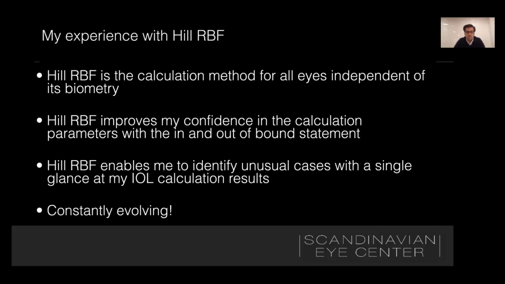Good. So this, in summary, in our experience, the Hill-RBF calculation method is for all eyes, independent of its biometry. It improves our confidence with the calculation parameters, with the in and out of bounds statement. And it enables us to identify unusual cases at a glance, and it's constantly evolving. So this is still, and going to be for a long time, our preferred method of IOL calculation.